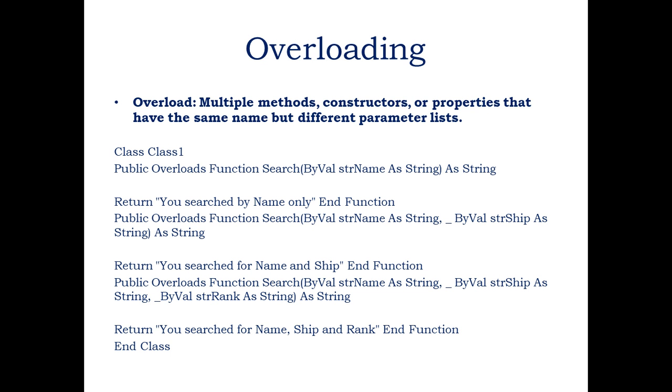Overloading. Overloading is multiple methods, constructors or properties that have the same name but different parameter lists. These are examples of overloading. Class 1: Public Overloads Function Search, with the argument list ByVal strName As String, returns a search by name only. End Function. Then Public Overloads Function Search again, with the same name but a different argument list.